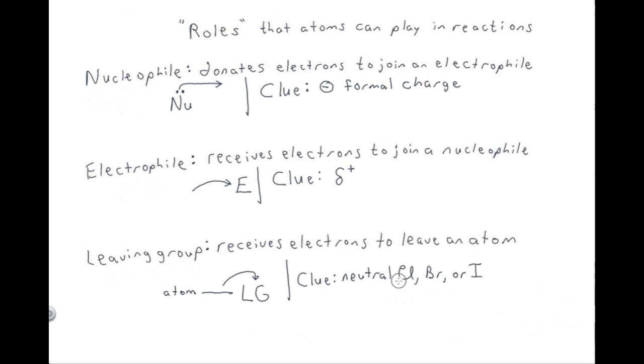Why are these atoms good leaving groups? Well, for simplicity, I'm not going to get into that right now, although you might find an explanation for that in your textbook. Let's just memorize for now that neutral chlorine, bromine, and iodide are good leaving groups.